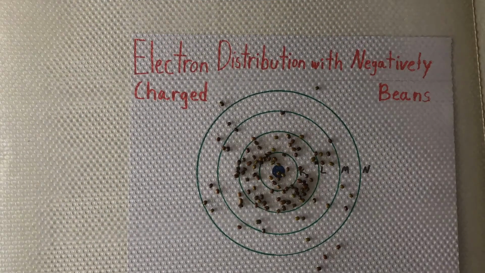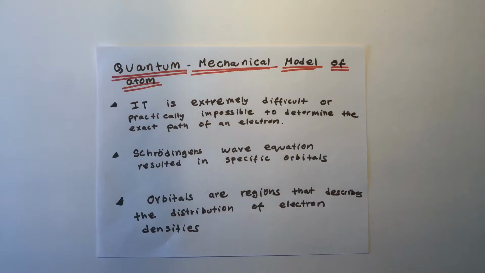It was not possible to determine the exact path of the electrons in an atom. This is because electrons have a dual nature. They act as a wave and also as a particle, so the exact path of the wave cannot be determined. This finding relates to the quantum theory of Erwin Schrödinger. Schrödinger's wave equation resulted in specific orbitals.